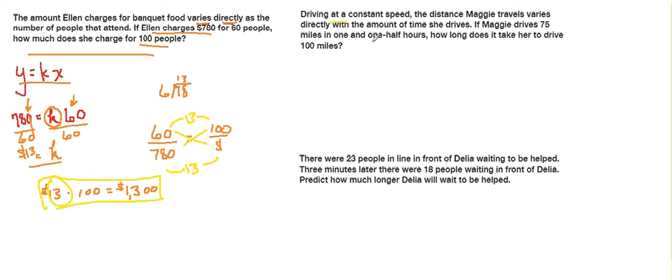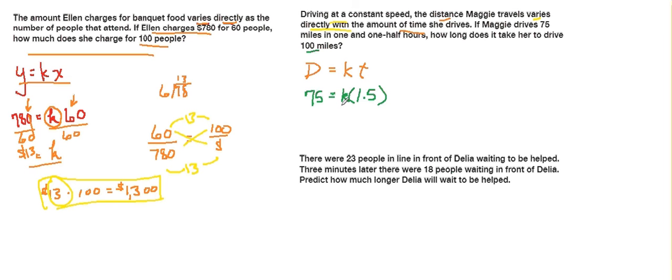Driving at a constant speed, the distance Maggie travels varies directly with the amount of time she drives. That means if the distance varies directly, distance is y. K is always k. If she drives 75 miles in 1.5 hours, how long would it be for 100 miles?